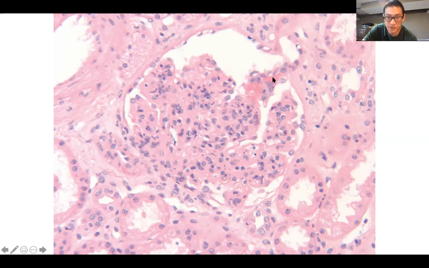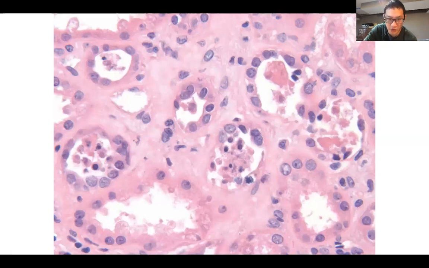And it's different than a scar, because if this was a segmental scar, it would be collagen and it would all be the same color. It would all just be pink, and usually it wouldn't have a bunch of cells within it. There's a lot of cells here. There's bright pink. So this is a fibrinoid necrosis with endocapillary proliferation. Okay.